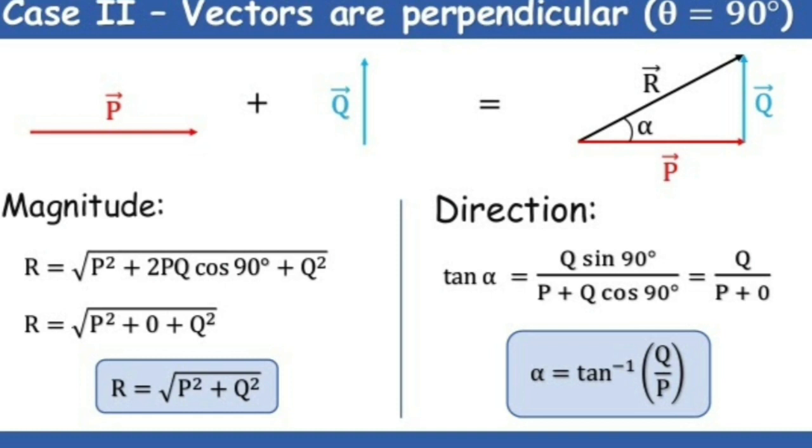So when the two vectors are perpendicular to each other, the resultant has the magnitude root of P square plus Q square. And what is the direction? Direction is given by alpha, and tan alpha is equal to Q divided by P, or alpha is tan inverse Q by P. This notation is new for you. That means if you know tan value of an angle, what is the value of that angle? That's what we mean by tan inverse. For example, you know tan 45 is 1.